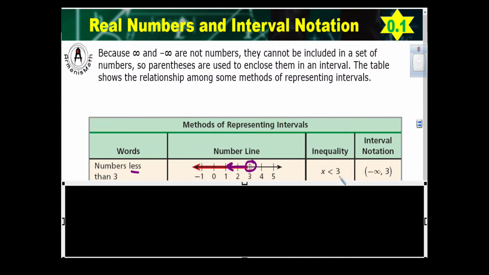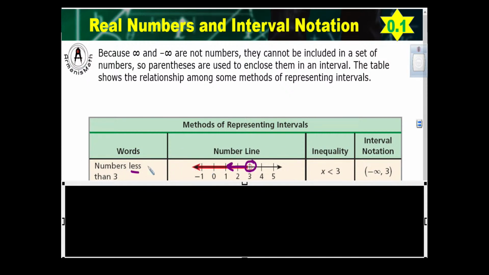That's how you put that in equality. So I started with the words, and then the number line, and then the inequality, and then finally the interval notation. You are not including the 3 because it says less than 3. What is less than 3? Well, 0 is, -1 is, -100, all the way to -infinity this way.